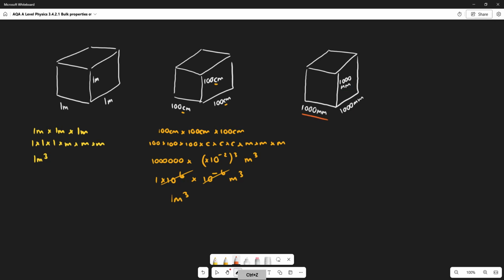If we do the same for millimetres, then we get the same result. The prefixes need to be treated like numbers.